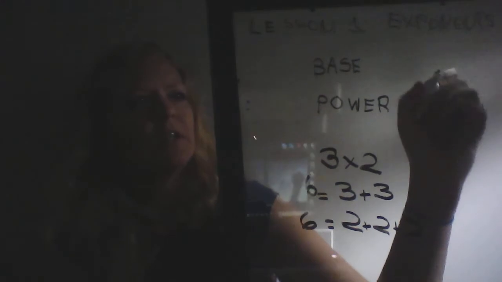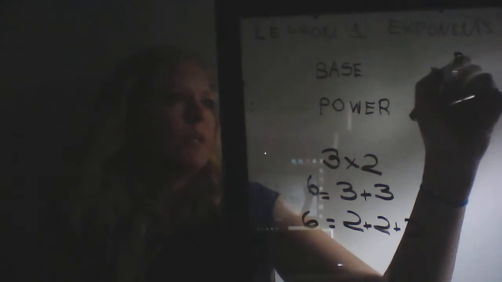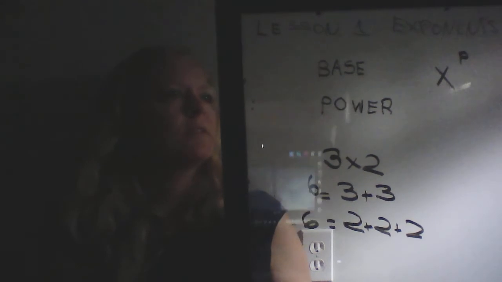So let's say I have the base of x and I have a power of p. So base x power p means I take the number, which is the base, and I repeat multiplication this many times. The power tells me how many times I repeat the multiplications.